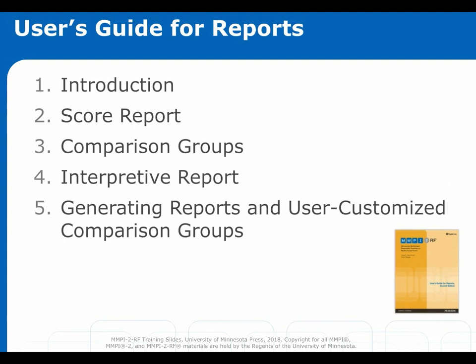The third chapter outlines the standard comparison groups that are available for inclusion on a specific test taker's score report, as well as an overview of the user-generated comparison groups. The fourth chapter outlines the information provided in the clinical interpretive report, which provides not only a test taker's scores on the restructured form, but also empirically guided interpretations of what those scores suggest about the individual. We'll talk more about this type of report and see an example in a later part of this training. Finally, the fifth chapter outlines procedures for generating reports, as well as how to create user-customized comparison groups that are specific to the setting in which you are using the instrument.